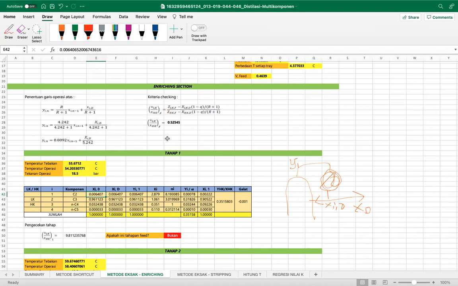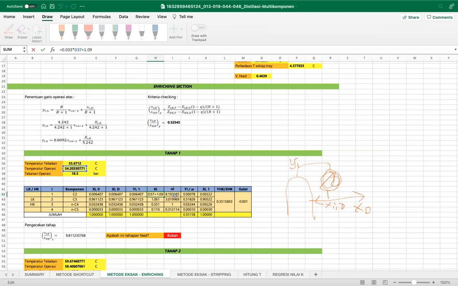From the Y1, we want to find this one. We can get the Y1 from the equation R divided by R plus 1, multiplied by X I n minus 1, which is X0, plus XD divided by R plus 1, and then we get the Y. For the equilibrium correlation, we use the K value, the K value at the operating temperature.